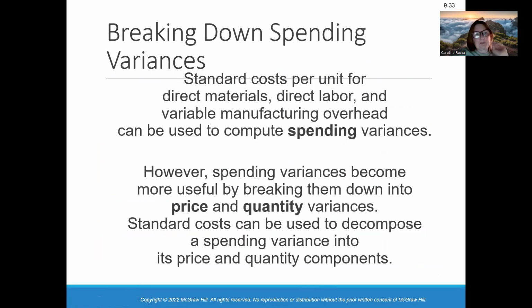Okay, so when we're trying to drill down on our spending variances, we're going to be looking at the standard cost per unit for direct materials, direct labor, and variable manufacturing overhead to compute our spending variances. But we can also break them down to look at price versus quantity variances. So standard cost can be used to drill down into that spending variance and piece it out into its price and quantity components. Okay, we'll look at that.